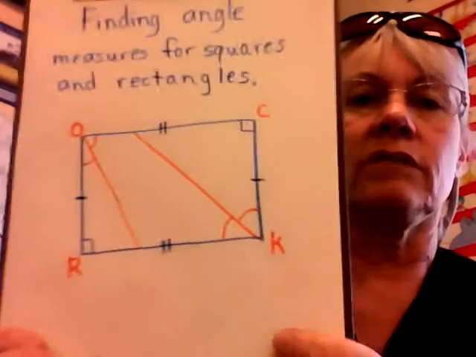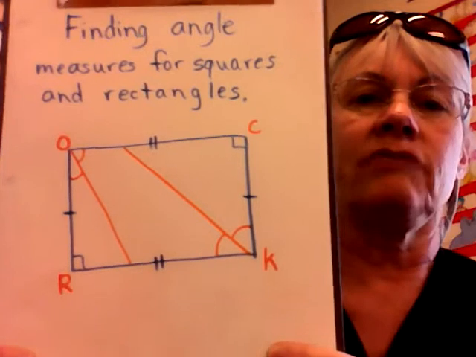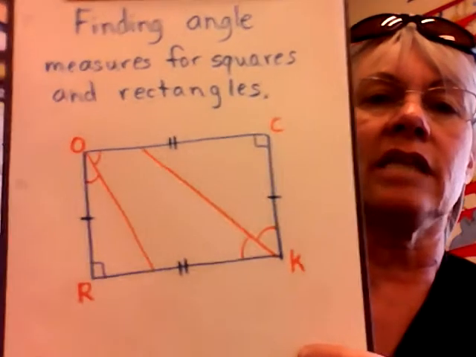This time we're going to work with some rectangles again and decide how to find the measurements of some angles when we don't know what they are. There's a way, as long as you understand the properties of rectangles. This is a figure that we'll be working with today. It's figure ROCK. And I've drawn a couple of angles inside the figure.